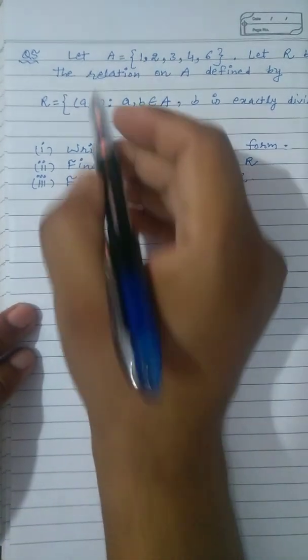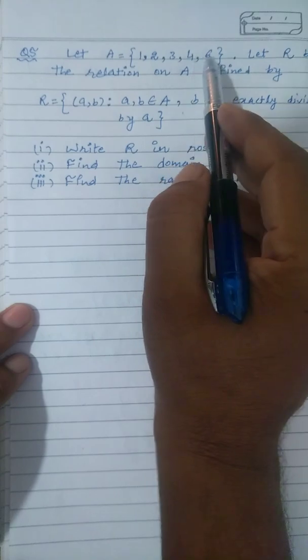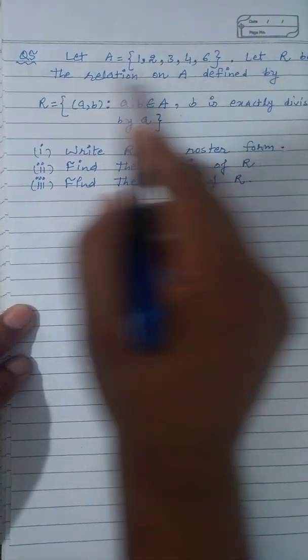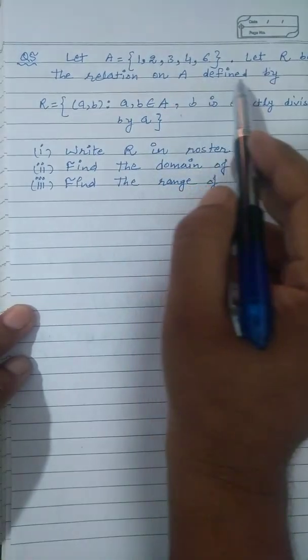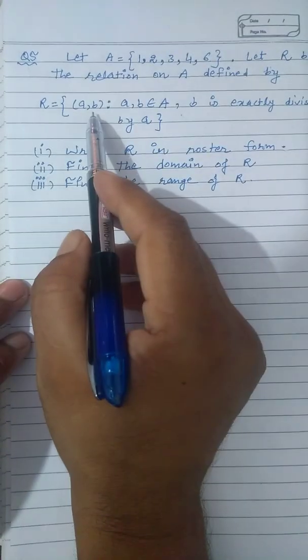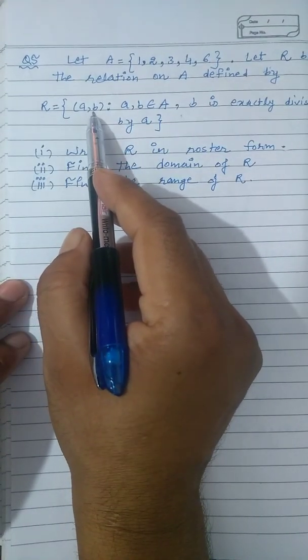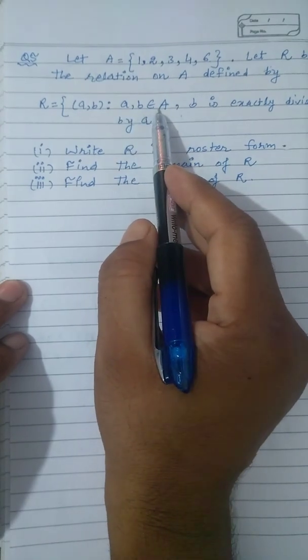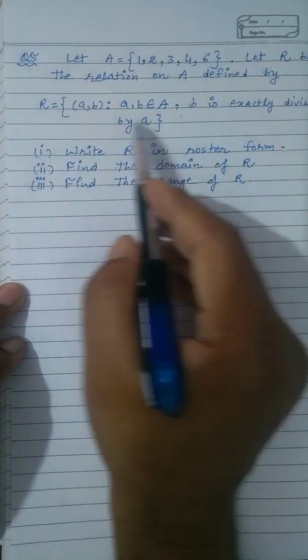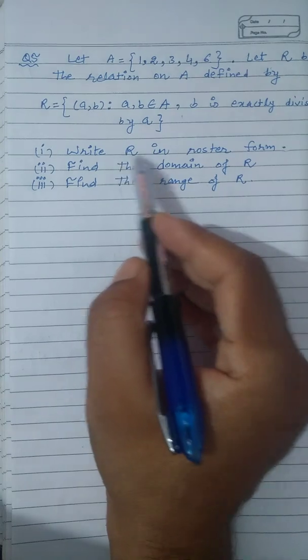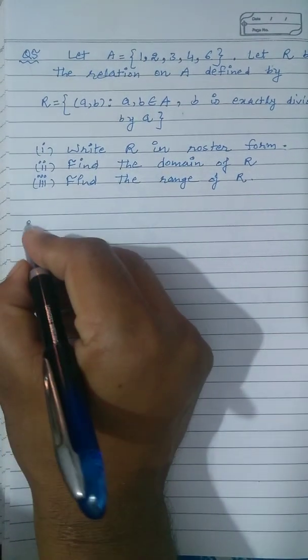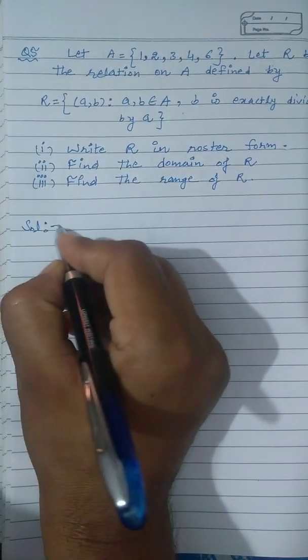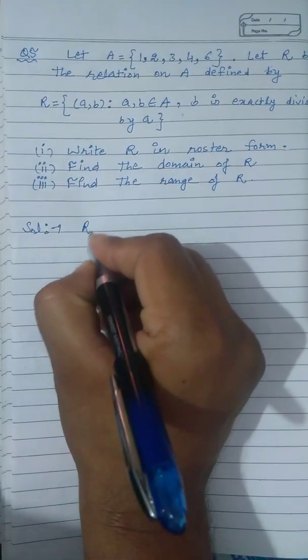Our next question is, let A is equal to {1, 2, 3, 4, 5, 6}. Let R be the relation on A defined by R is equal to the ordered pair (a, b), a comma b both belongs to A, b is exactly divisible by a. Write R in roster form. So first of all, how this relation R, which is given in set builder form, can be written in roster form.